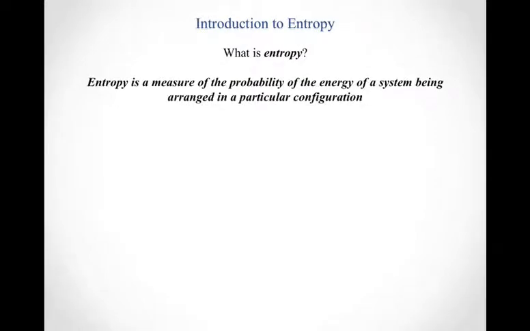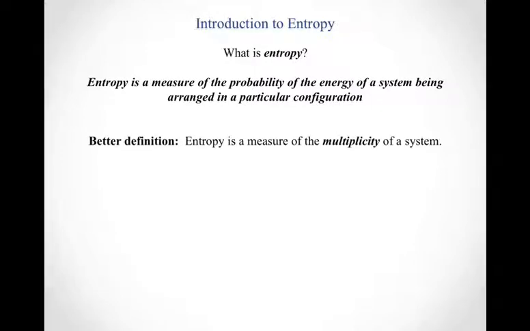Another way to think about entropy is that it's a measure of the probability of the energy of a system being arranged in a particular configuration. All this is saying is that entropy is trying to tell you how likely it is that you will see the energy of your system arranged in a particular way.